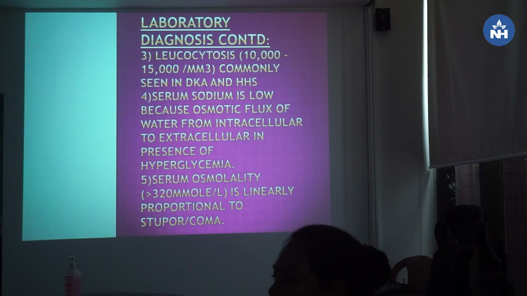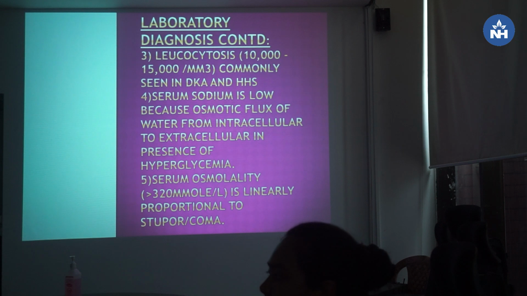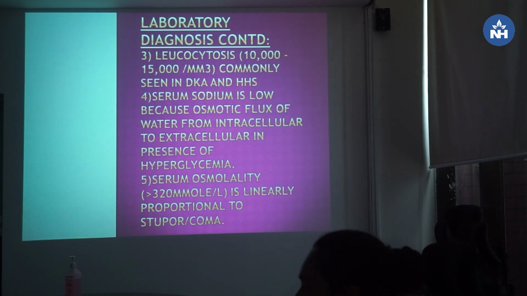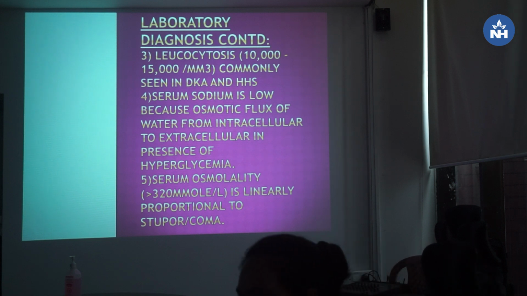Continuing, leukocytosis can also be seen in DKA and HHS, but it lies between 10,000 to 15,000. If it's more than 25,000, we can say it's sepsis. Serum sodium is low because of osmotic flux of water from the intracellular to the extracellular space in the presence of hyperglycemia. Serum osmolarity of more than 320 millimole per liter is linearly proportional to stupor or coma.